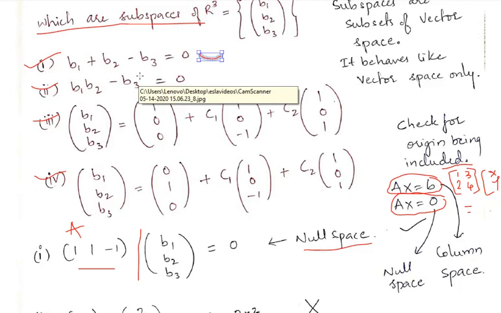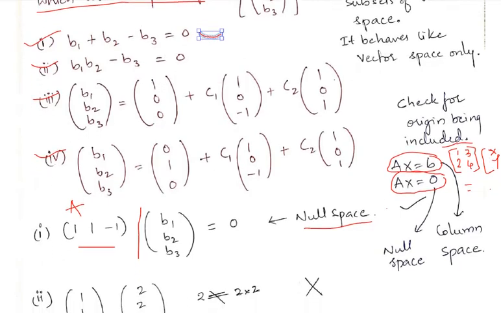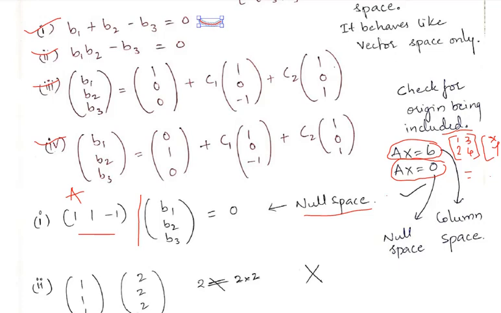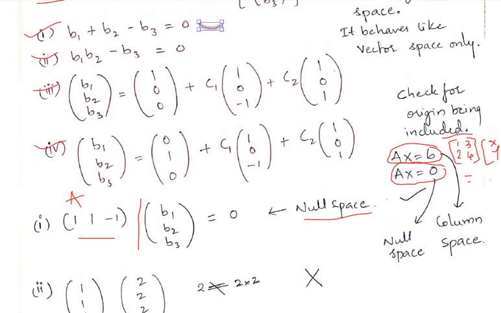Coming to the second one, what is it? b1 b2 minus b3 is equal to 0. We are trying to multiply two column vectors here, b1 and b2 minus b3 is equal to 0. So according to this equation, what does it mean?